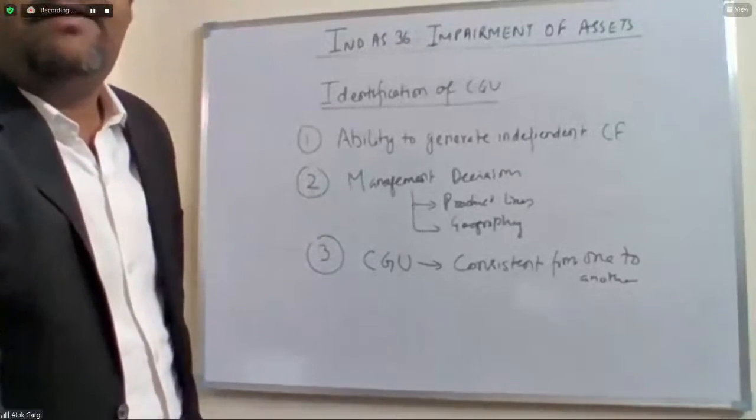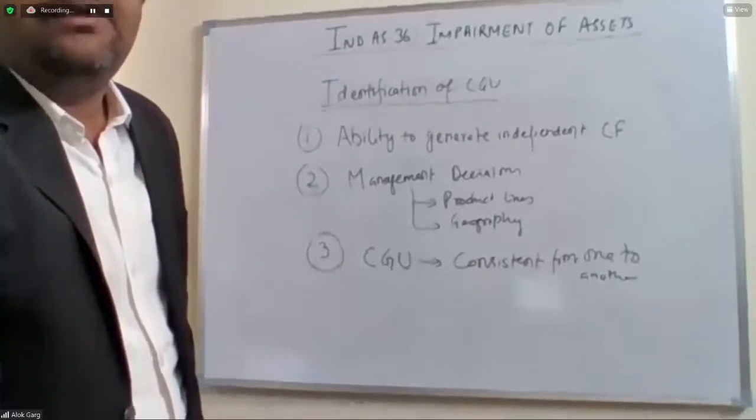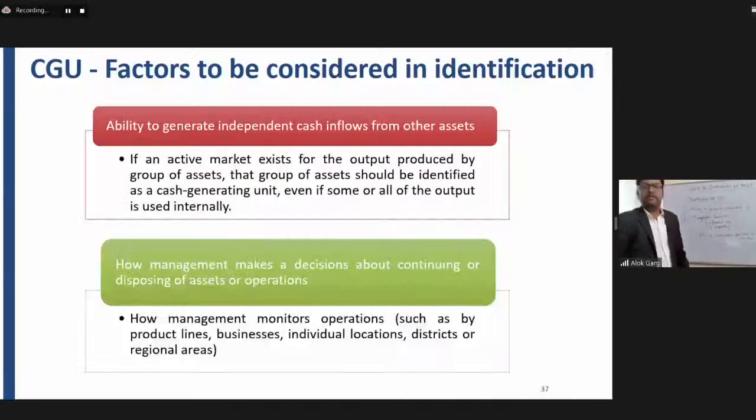So we discussed the identification of CGU, and I am sharing my screen. We discussed the ability to generate independent cash flow from other assets. If an active market exists for the output produced by a group of assets, that group of assets should be identified as a cash generating unit, even if some or all of the output is used internally. We discussed this part here.